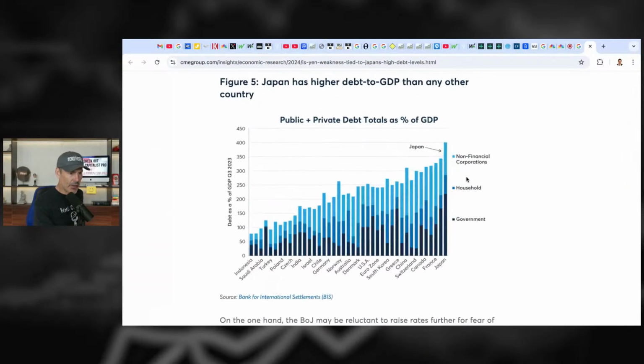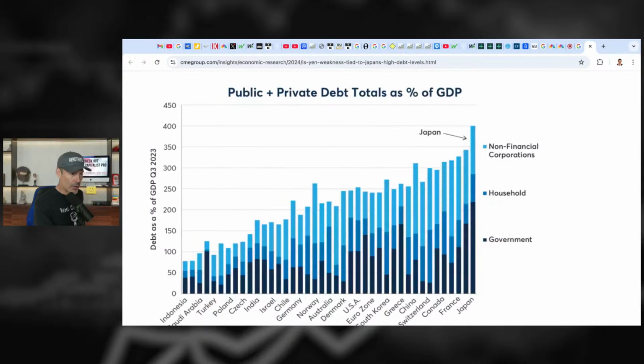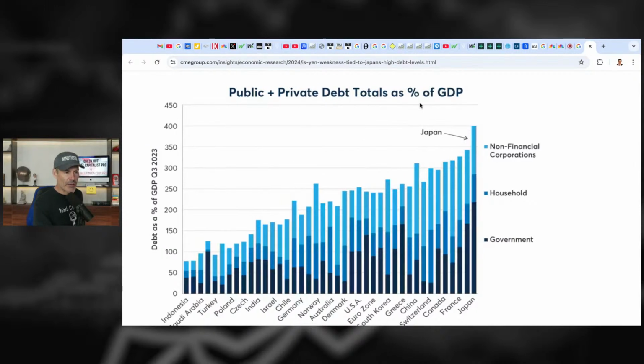Here we go. Let's see if I can zoom in. So this is public-private debt totals as a percentage of GDP. Now, obviously, all of this is not denominated in dollars. But a good percentage is, right? Especially non-financial corporations. Because if you are a non-financial corporation, you're creating widgets like Toyota, great example, right? What are the components that go into making that car? Commodities, right? Well, if Toyota wants to buy those commodities, guess what they need? Yen? No. Gold? No. They need dollars. They got to have dollars.